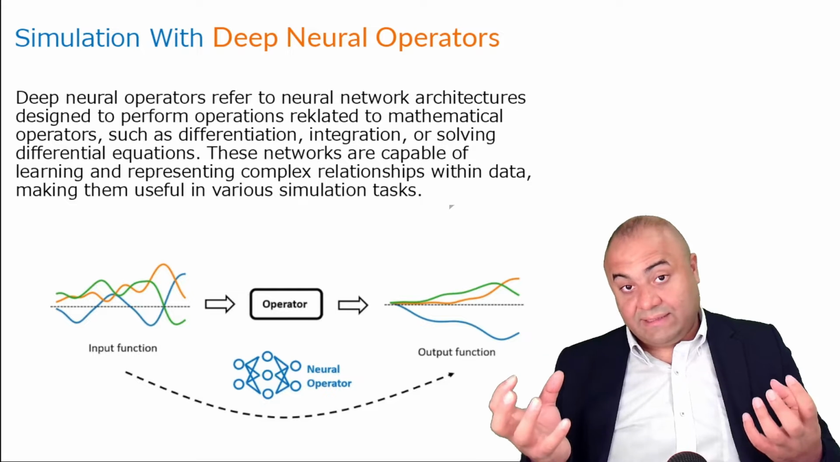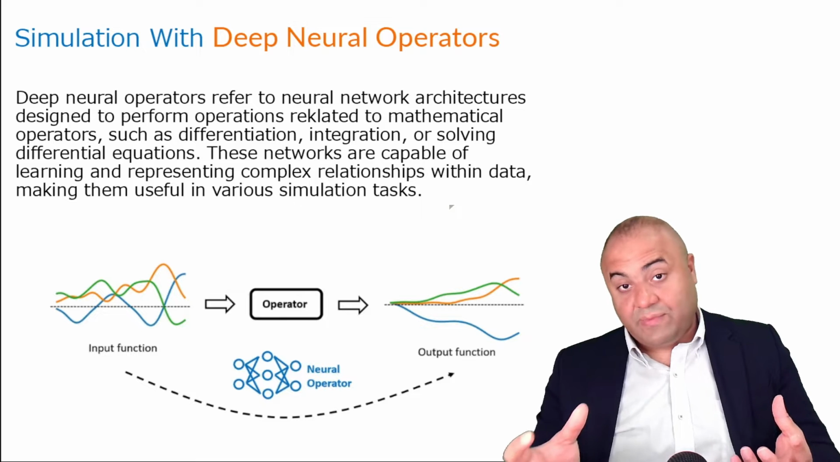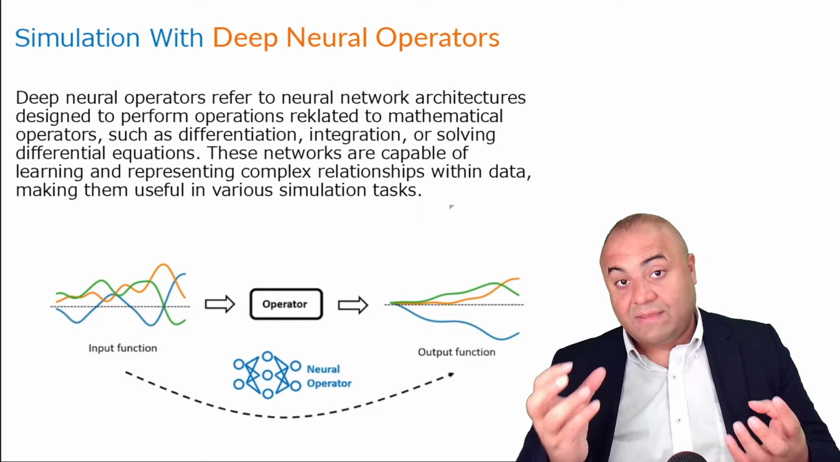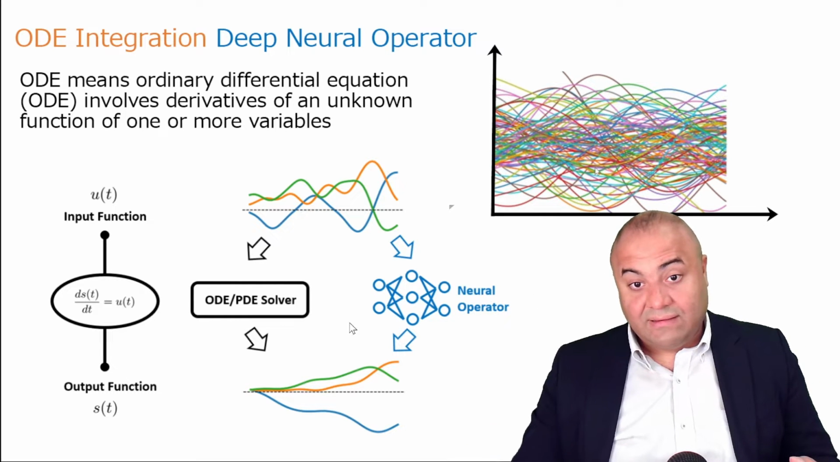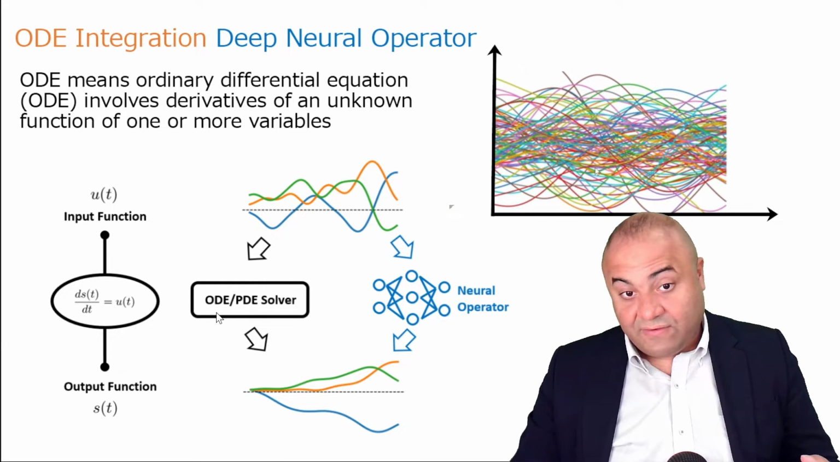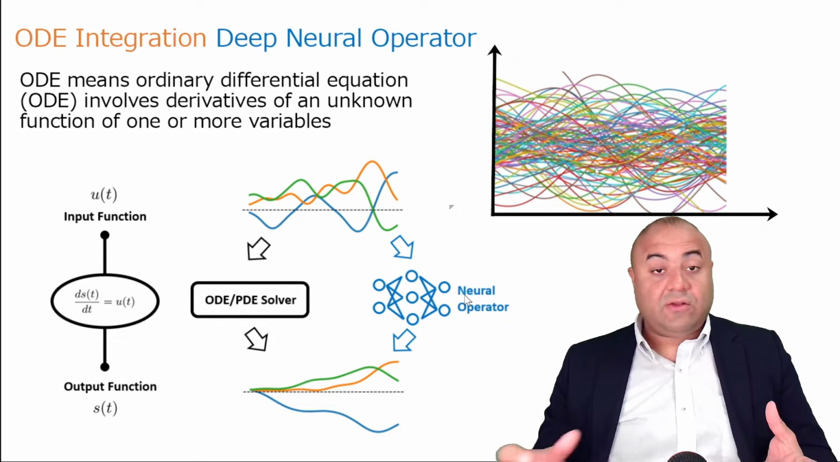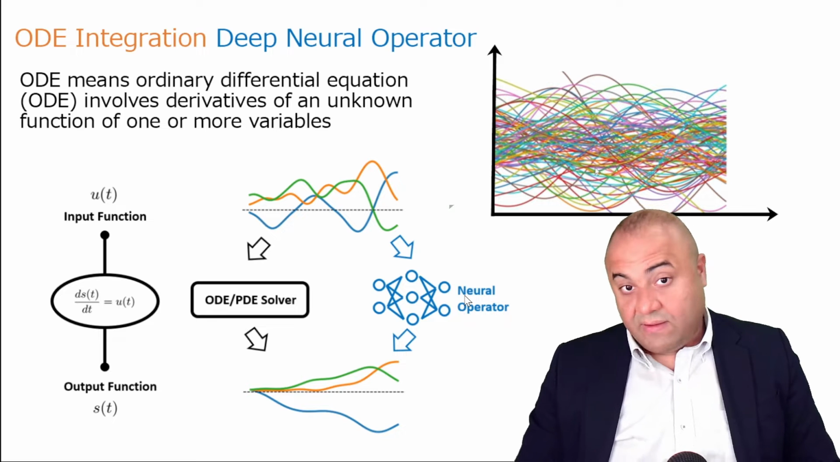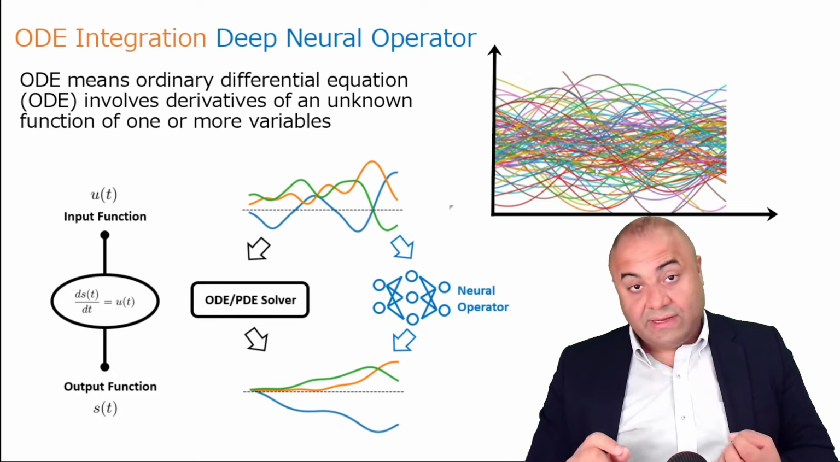So in summary, or in a short answer, a deep neural operator is a neural network that can do a mathematical operation. So if we have integration, as in this example, from this input function, rather than having an ordinary differential equation solver, we can employ a neural operator to actually do this job.